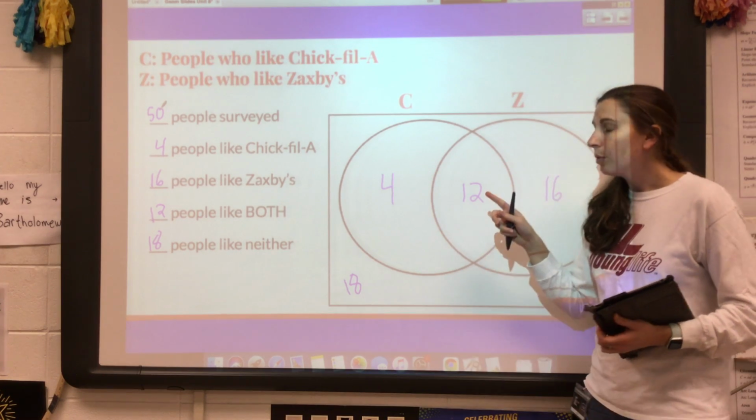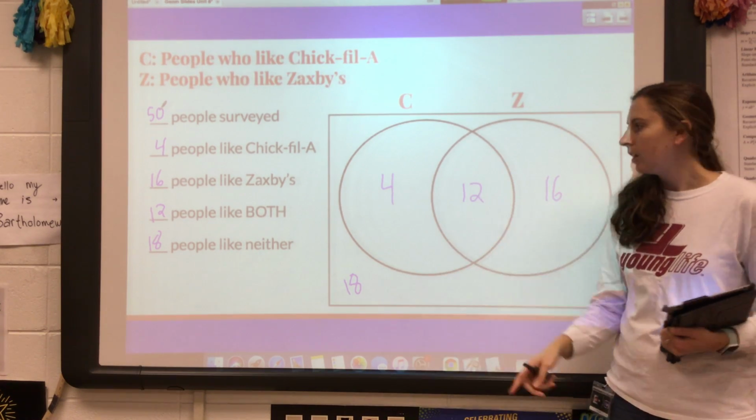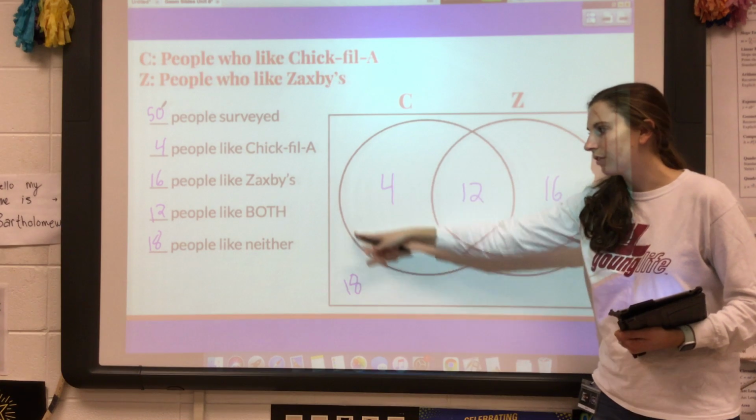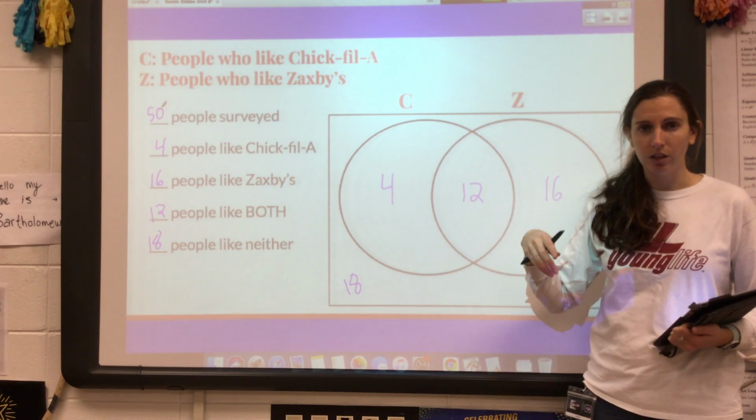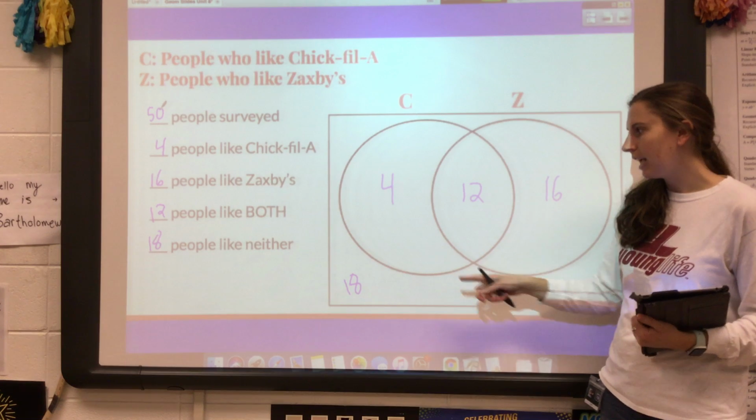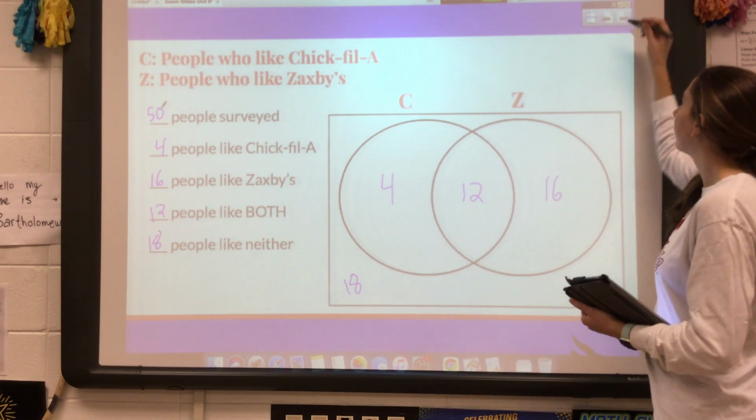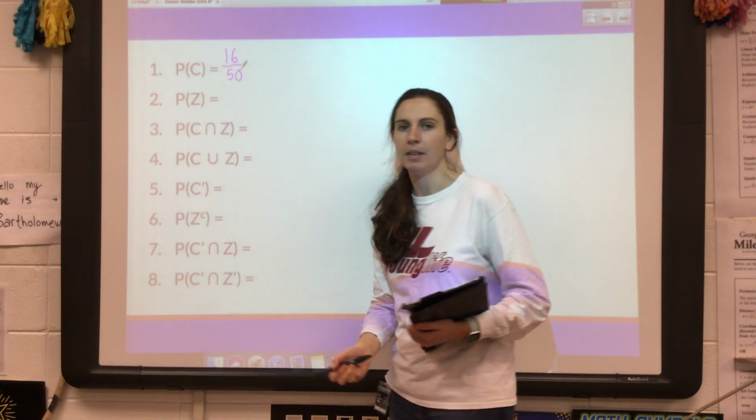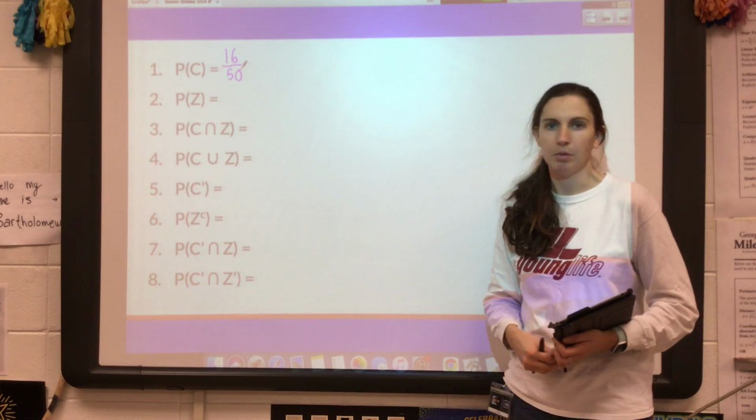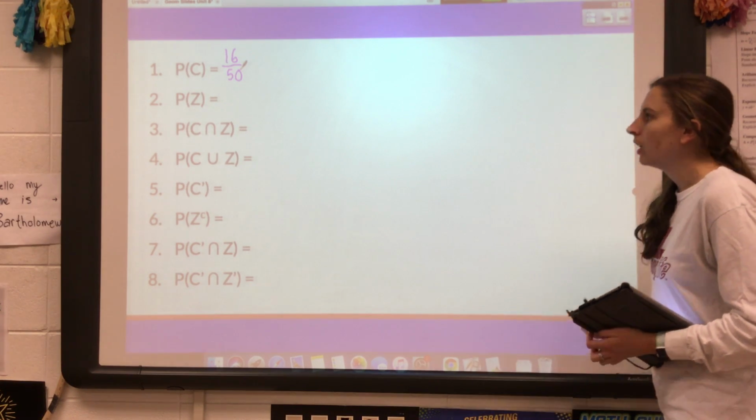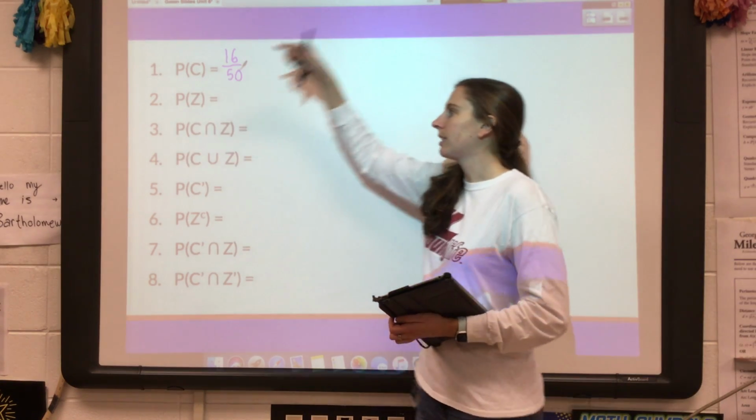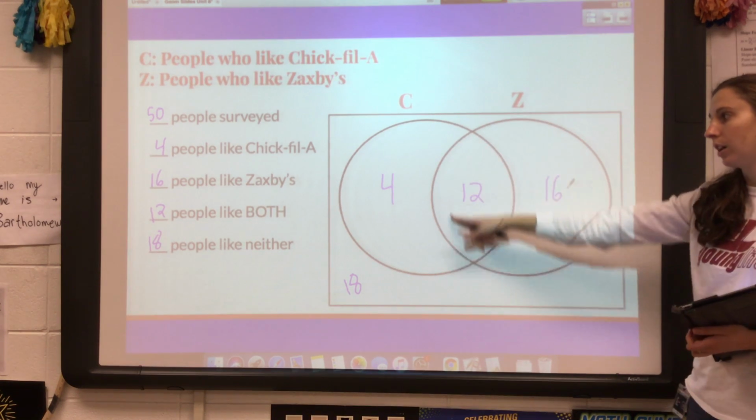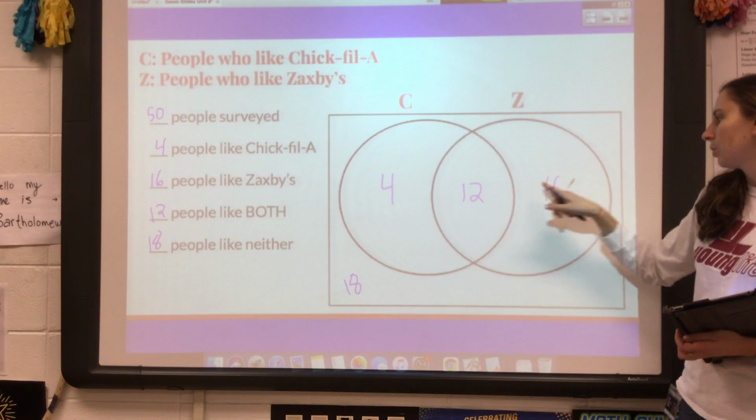Okay, so we want to know the probability that somebody likes Chick-fil-A. So that's these 4 people, but it's also these 12 people because they're in the Chick-fil-A circle. They said they liked Chick-fil-A too. So the probability someone likes Chick-fil-A is this 4 plus those 12, so 16, out of the total 50. If you want, you can make that a decimal, but I'm just gonna leave it as it is. Next, the probability that someone likes Zaxby's would be these 16 plus these 12, because they also are in the Zaxby's circle, and that is 28 out of 50.